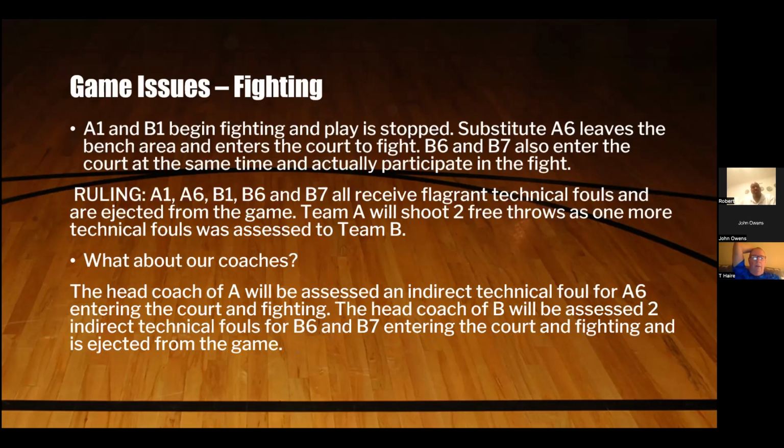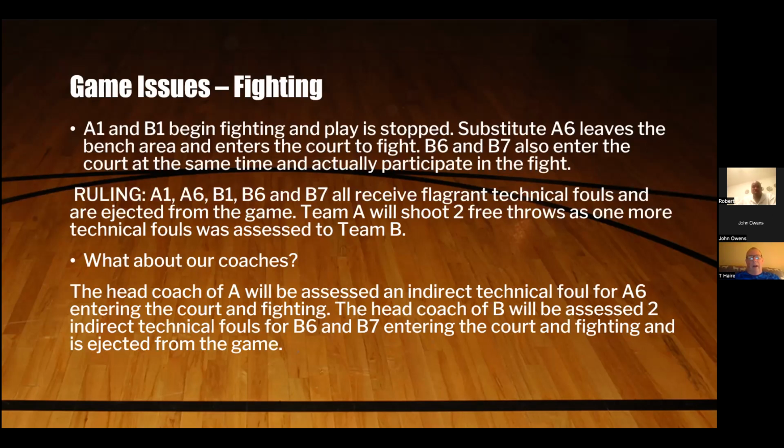Ruling: A1 and B1, the 2 that were initially in a fight, are obviously both ejected. A6, B6, and B7, the substitutes, all 3 receive flagrant technical fouls and are ejected from the game. We have 2 technical fouls on team A. We have 3 technical fouls on team B. So we've got 1 more technical foul on team B than we do on A. So team A is going to shoot 2 free throws and they'll get the ball.